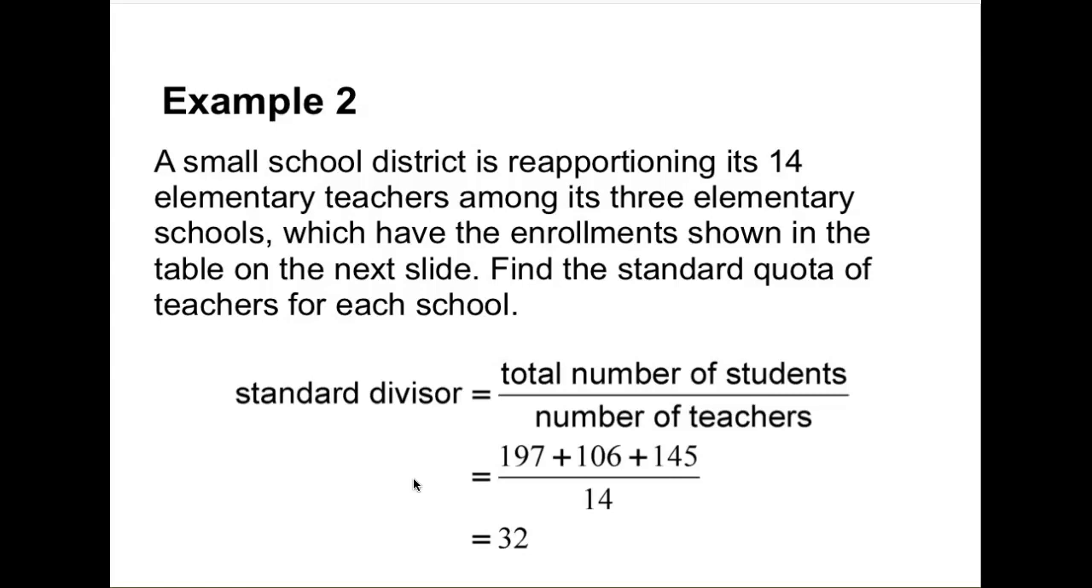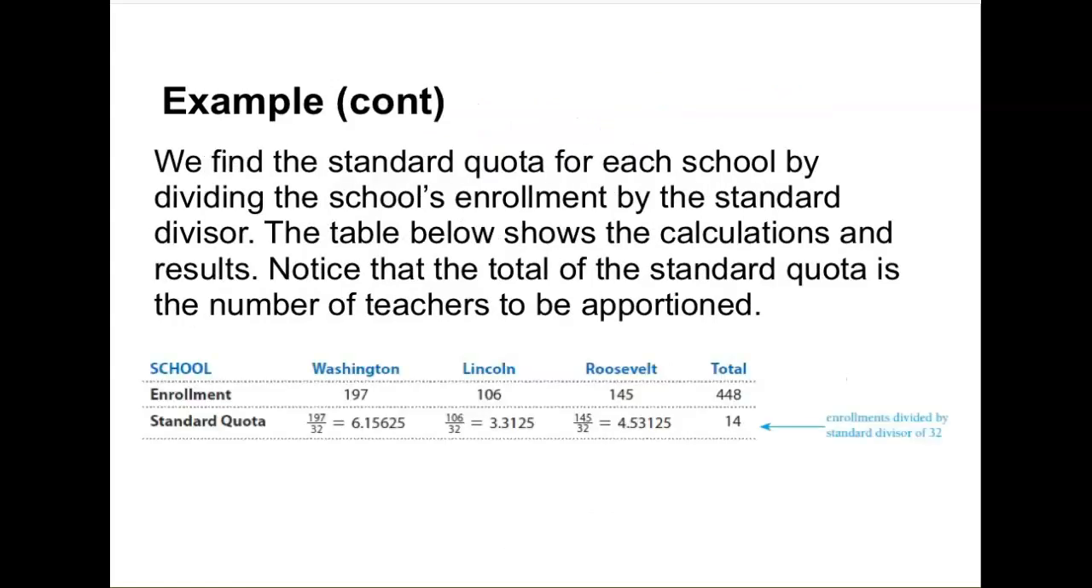Find the standard quota of teachers for each school. So in this one, don't write everything down, just write reapportioning 14 teachers. And so this is just an example that wouldn't be specific to Congress, but remember, apportionment just means dividing objects or people among certain groups.